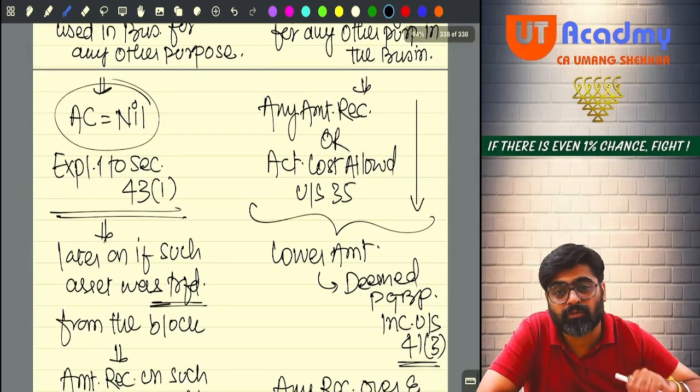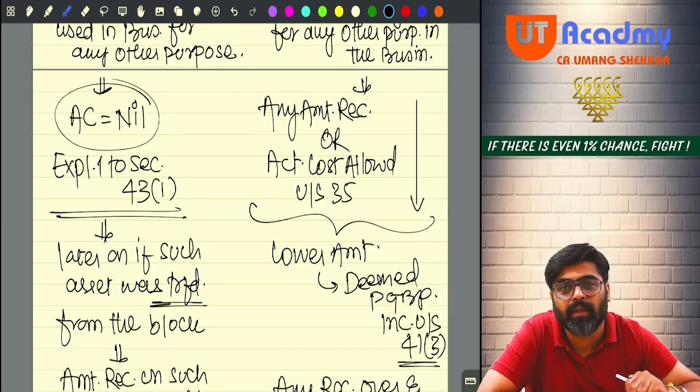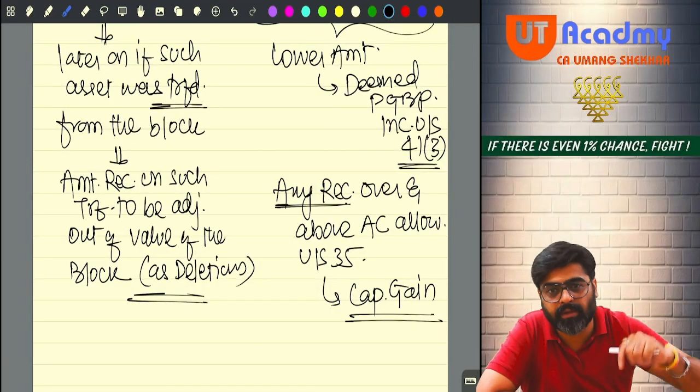What if the amount recovered was 5 lakh 80? 5 lakh 80 or 5 lakh, whichever is lower, 5 lakh will now be deemed PGBP income. And is there any recovery over and above 5 lakhs? Yes, 80,000 recovery was there. That will be treated as your capital gain.